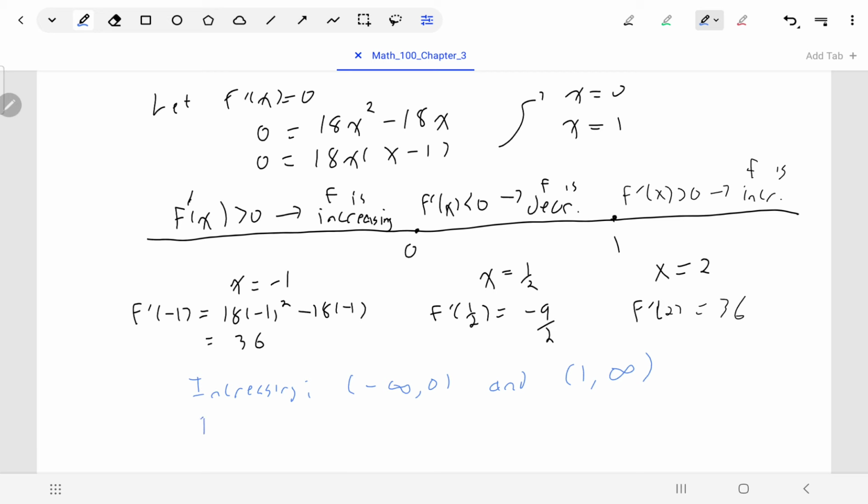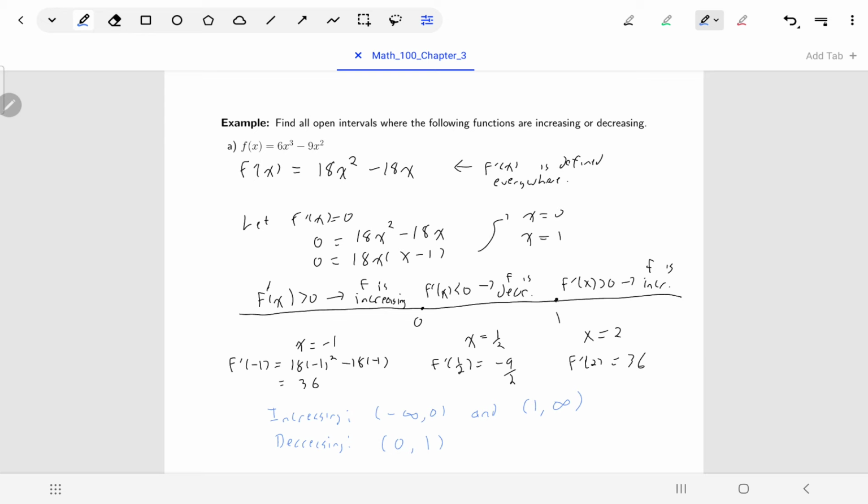And then as far as where are we decreasing, we're only decreasing in one interval, and it's that little interval from 0 to 1. All right, so we've figured out where our function f of x is increasing and where it is decreasing. Let's do another example.